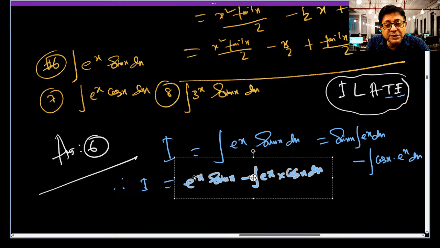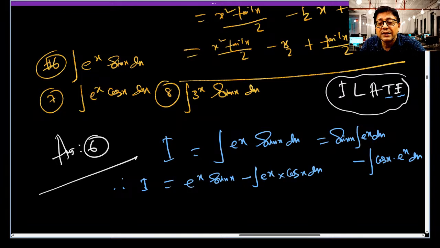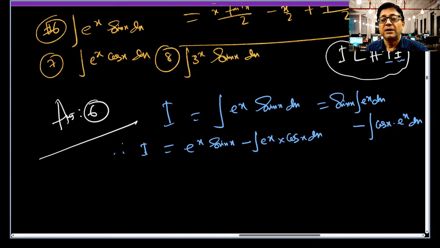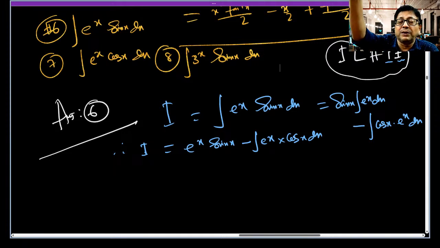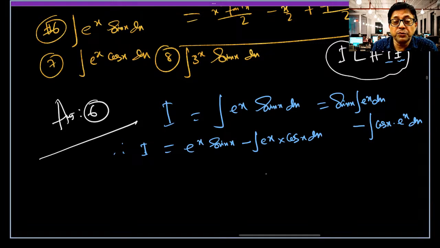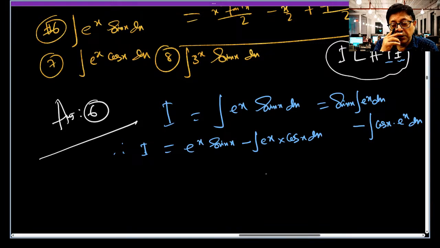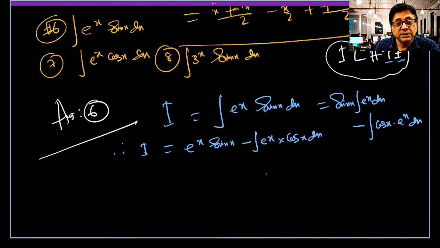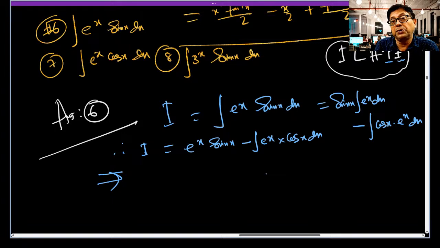So you have started with e to the power x sin x. Now you got e to the power x cos x dx back. It will not work. Am I correct? So what you have to do there, there is no formula for CBSE board, but for JEE definitely you can use the formula. We'll do that also, I'll tell you. But let us finish it first. We need not use the formula for board.